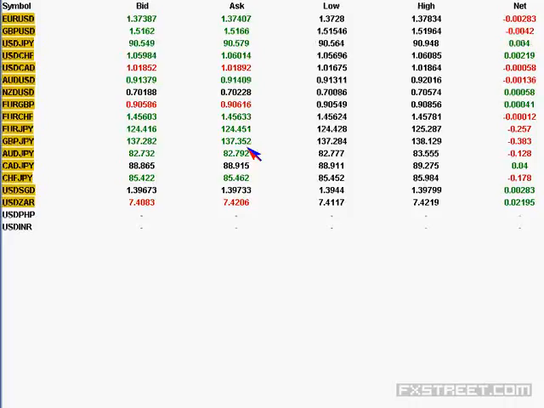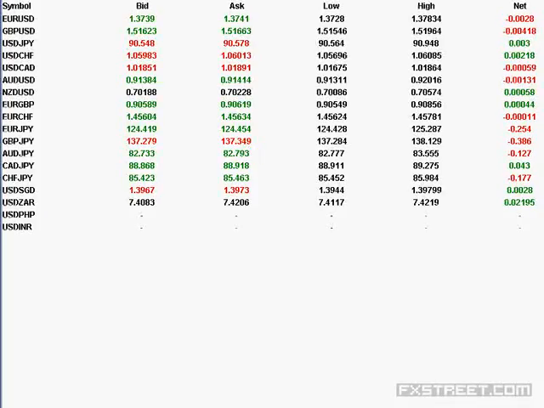Then in the case of USD-Yen, 90.56 is the low. Currently market is trading around 90.54, 90.57. 90.94 is the high. Net change is 4 pips positive. So you come across in all the three pairs USD gaining move to start with.